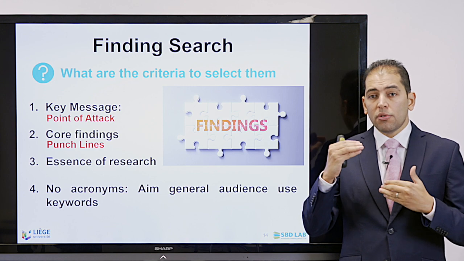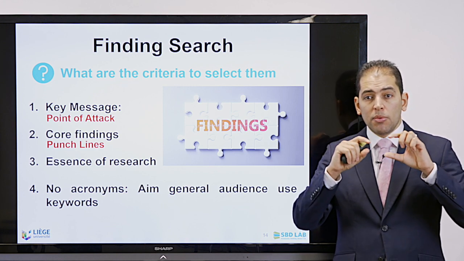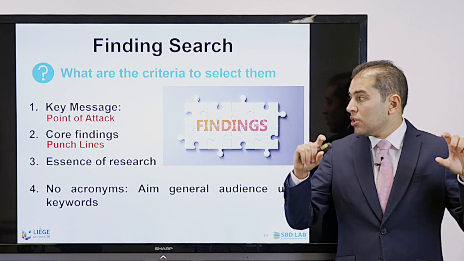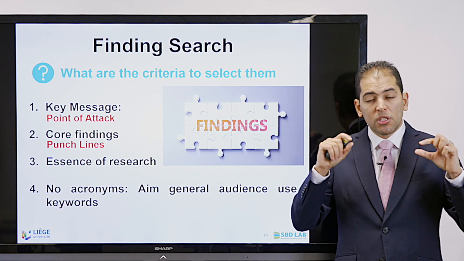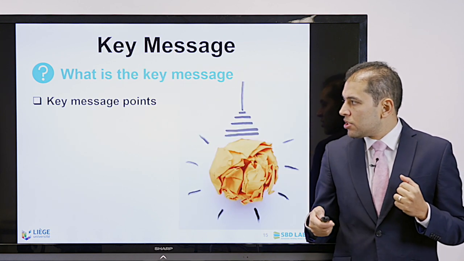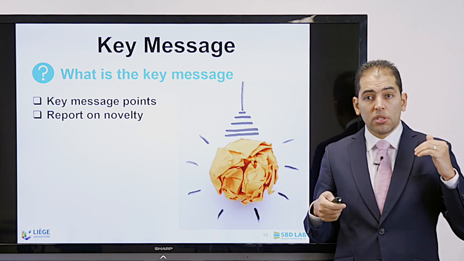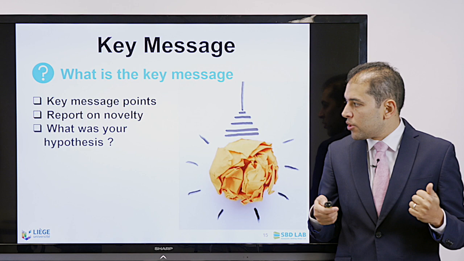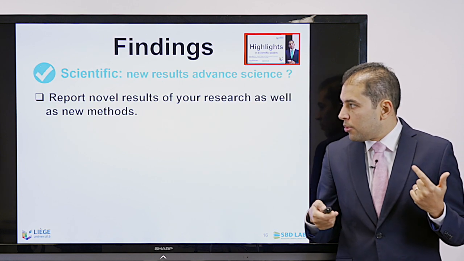So actually your findings need to be very factual, short sentences. Maybe start with the strongest finding, which is the key message, which is the punchline, and then you follow it with the following findings. What is a key message? A key message should be reported in two points or in bullets. Report on the novelty of your work, report about the discovery of your work, what was your hypothesis.